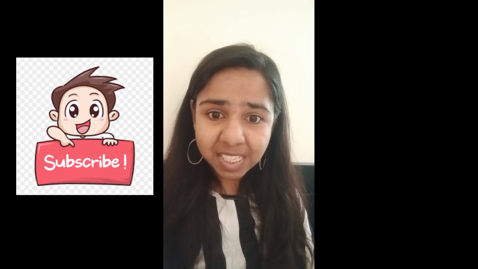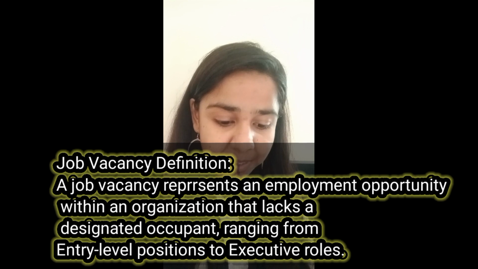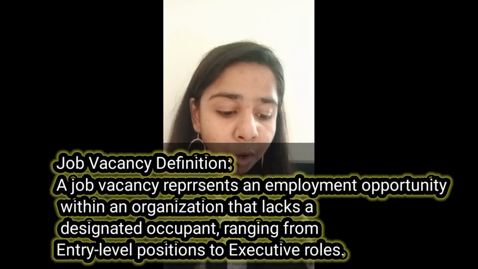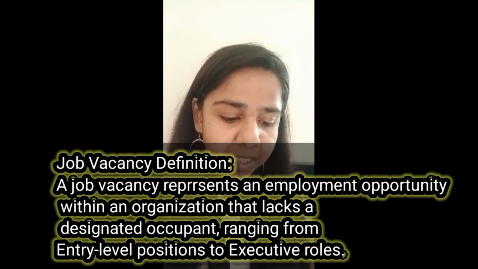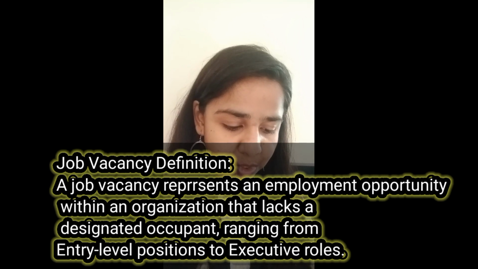Like when it comes to MNCs, we can see positions from level 13.3 upwards. 13.3 is an entry level position in any organization, and then the position increases to 13.2, 13.1, 13, and so on. This is what they are explaining in the definition, and I would like to read it again. A job vacancy represents an employment opportunity within an organization that lacks a designated occupant, ranging from entry level position to executive role. So, this is the definition.